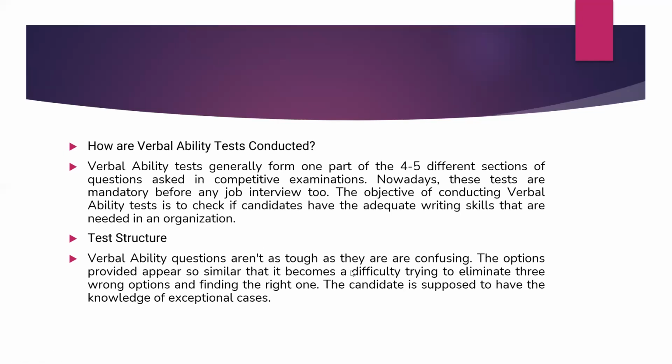So there should be 4 to 5 sections. What is the structure? Verbal ability questions are not as tough as they are confusing. The options provided appear so similar that it becomes difficult to eliminate 3 wrong options and find the right one. The question and answer will not be very difficult, but suppose you have to choose from 4 options. You have to choose one option and eliminate the other 3, but you cannot eliminate the other 3 because all the options will look very similar.